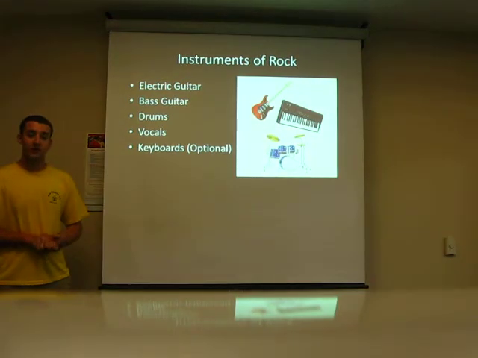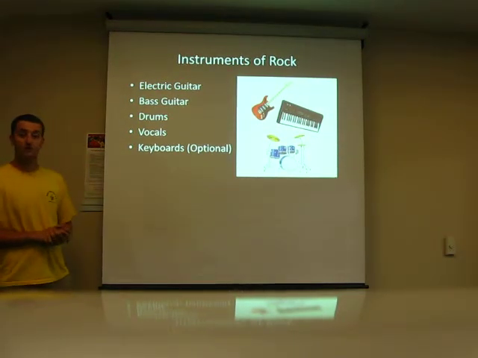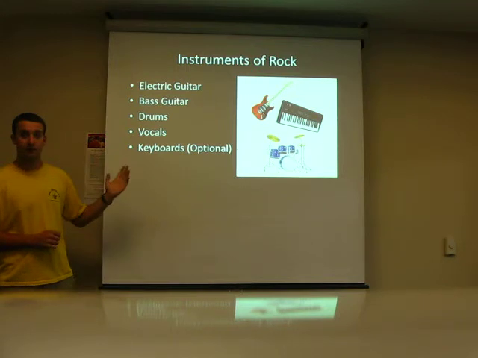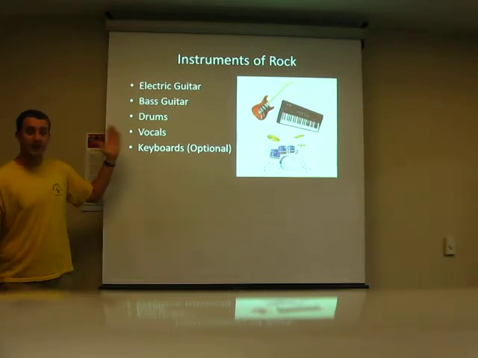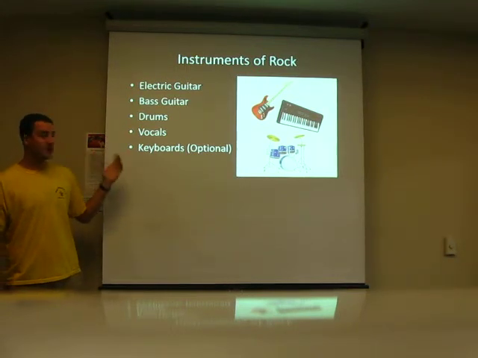Now, to fully understand rock music, you have to understand how it's made. So these are some of the main instruments of rock music. You have the electric guitar, the bass guitar, drums, vocals, and the keyboards, which are optional.